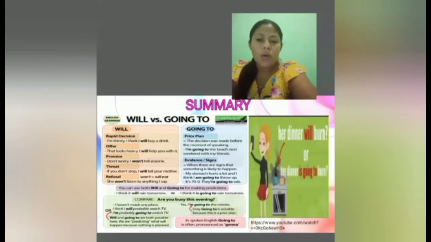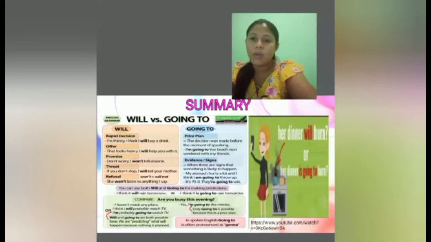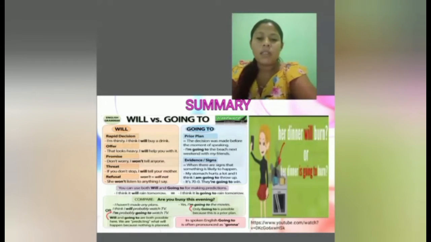Promise: don't worry, I won't tell anyone. He's making a promise. Threat: if you don't stop, I will tell your mother. He's making a threat. Refusal: she won't listen to anything I tell her. Here you can use won't or you can use will not.